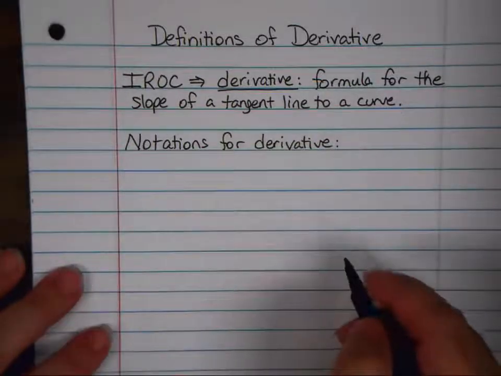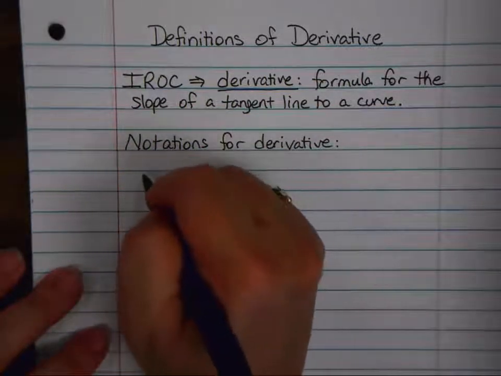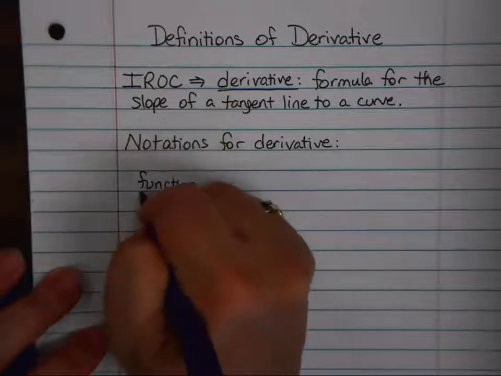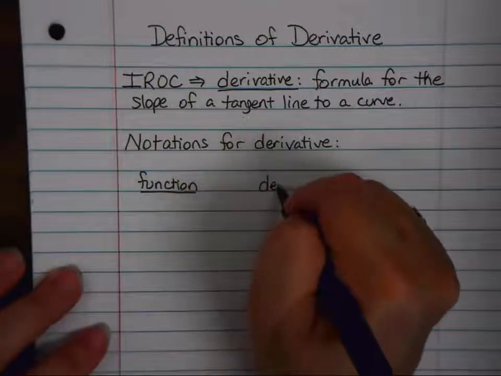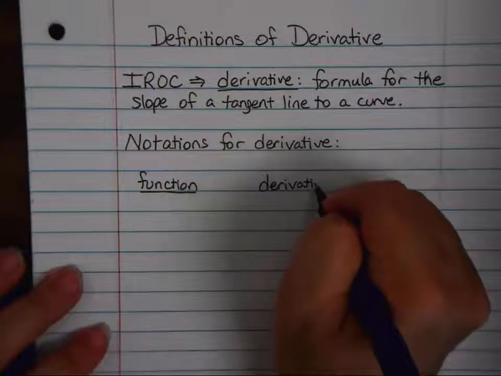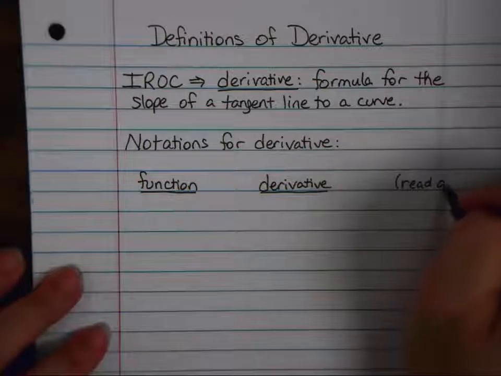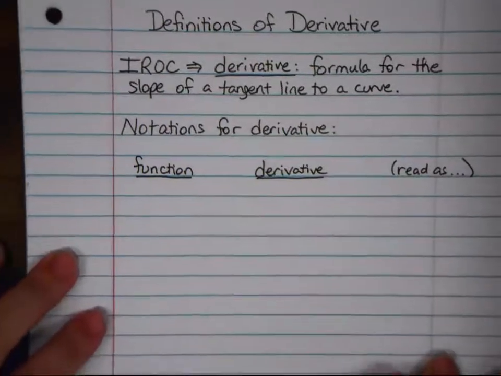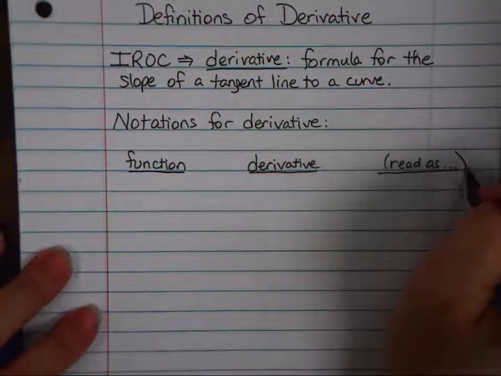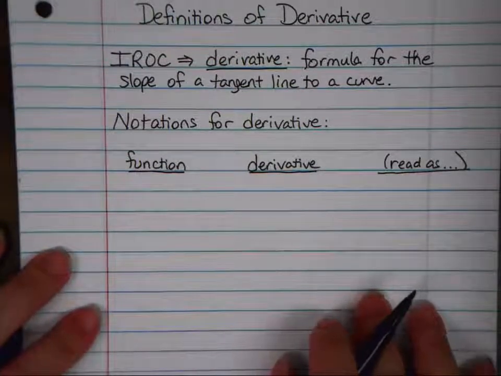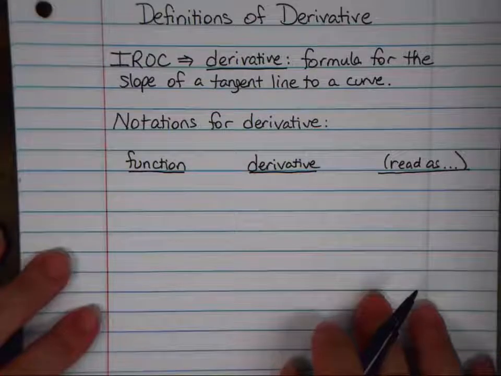So after you write down notations for the derivative, I want you to write three columns. First column is going to be function. The second column is derivative. And the third column is read as. So basically, if I give you a function looking like this, this is what its derivative looks like, and this is how you say it, because you're going to have to be able to read it.